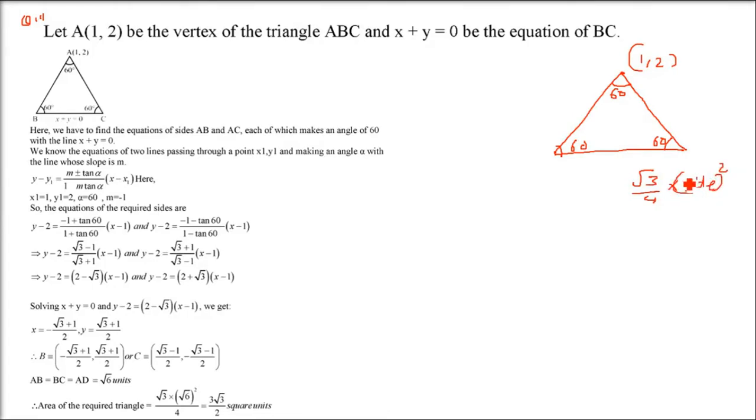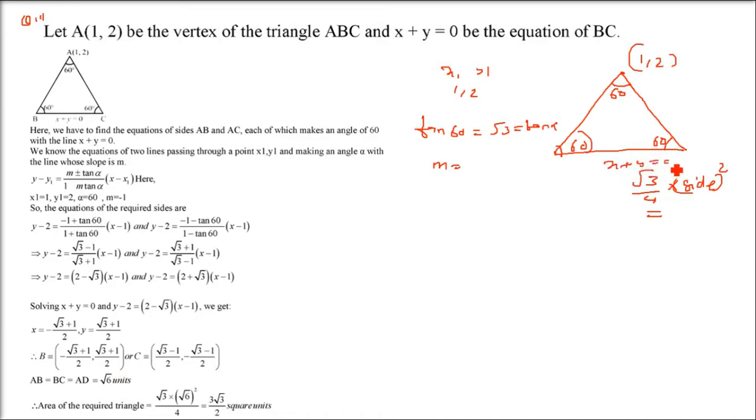So this side squared, what is the side? We have to find out the side. For that, first we have to find the coordinates of the endpoint of any of these sides. So let me tell you how the equations are going to be formed. One of the equations is known, so we'll find the intersection of two lines. So tan 60 is root 3, alpha is 60 degrees, so tan alpha is root 3, and x1, y1 is (1, 2).